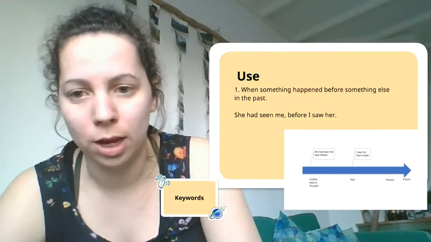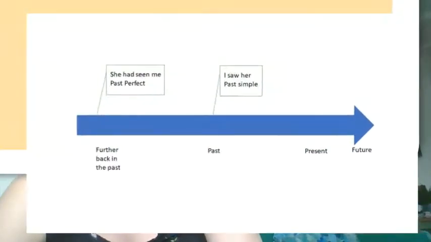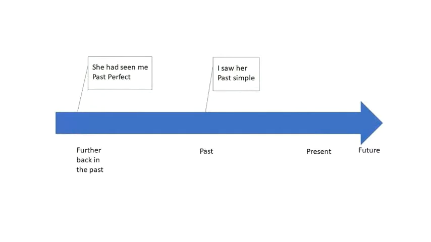If we make that into a timeline, so I'm going to try and visualize this a little bit. There we go. We have a blue bar where we have time, so you can see that the past is there. And the further you go to the right, the further you go towards the future. And the further to the left, the further back you go in the past.